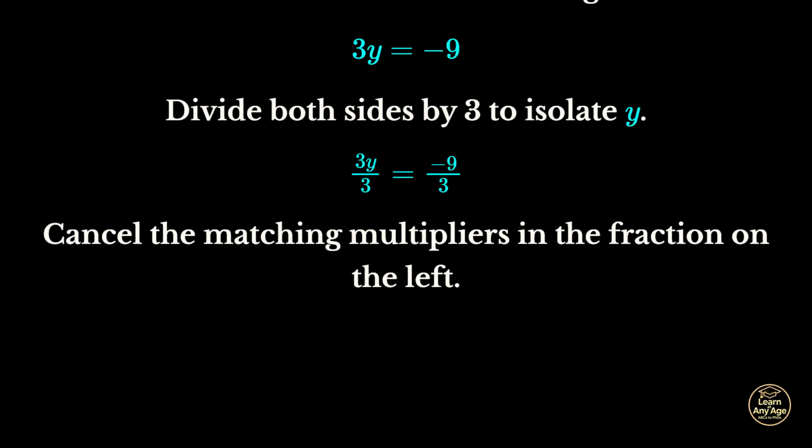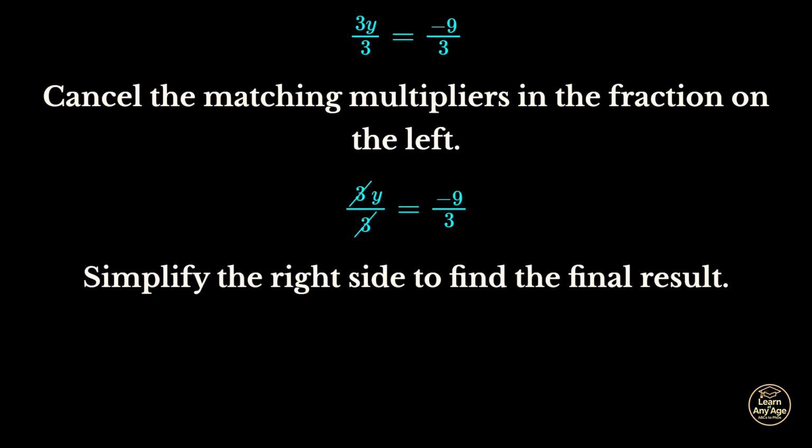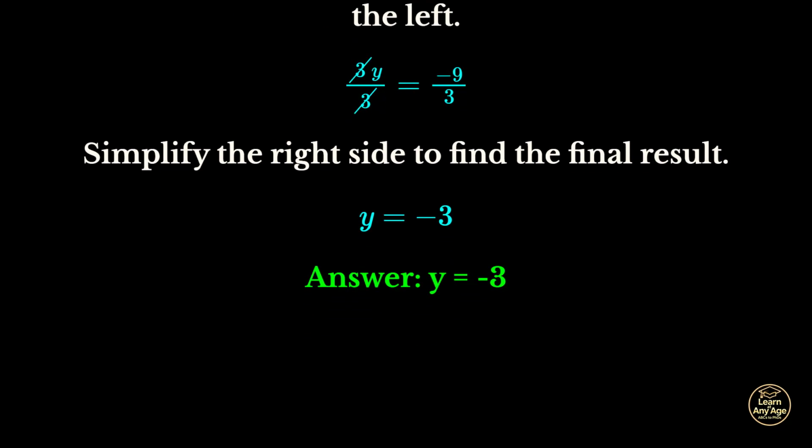Cancel the matching multipliers in the fraction on the left. 3 cancelled out, y over 3 cancelled out equals minus 9 over 3. Simplify the right side to find the final result. Y equals minus 3. Answer: y equals minus 3.